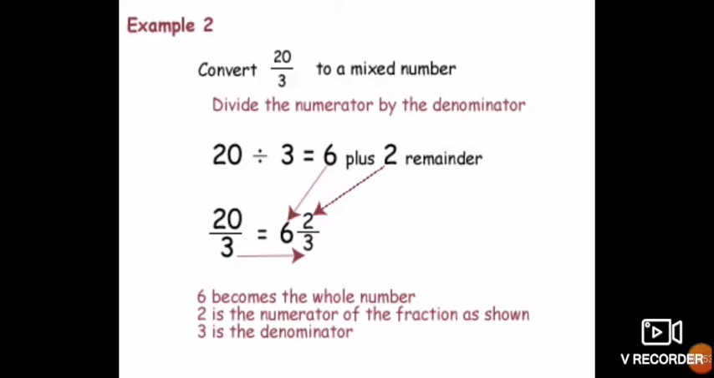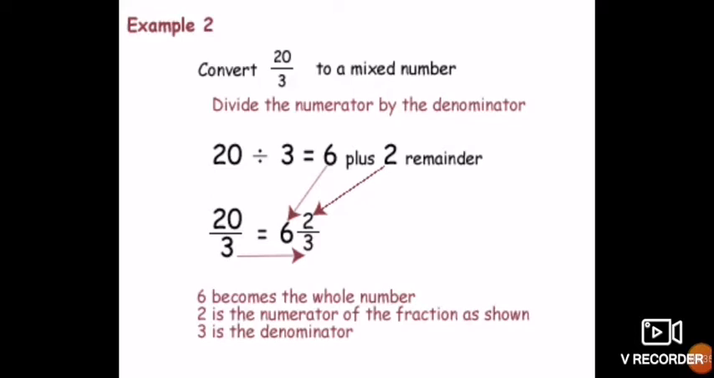Now you can see a second example of this type: how to convert 20 upon 3 to a mixed number. Now 20 upon 3, this fraction bar which I told you about yesterday, is written with the help of the division symbol only. What do we have to do in this question? Divide the numerator by the denominator. When we divide 20 by 3, what will we get? 6 as a quotient, because 3 6s are 18, and 2 will be remaining here.